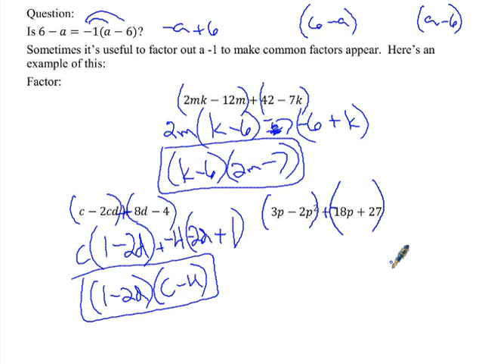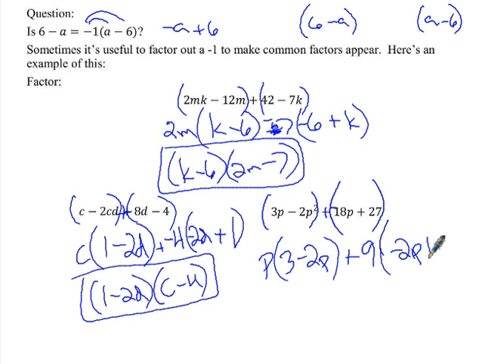GCF of the first group is just P? Okay. 1P times 2P. Now what? GCF is, I heard 9, so we'll go with 9. Parentheses, negative 2P, plus 3.